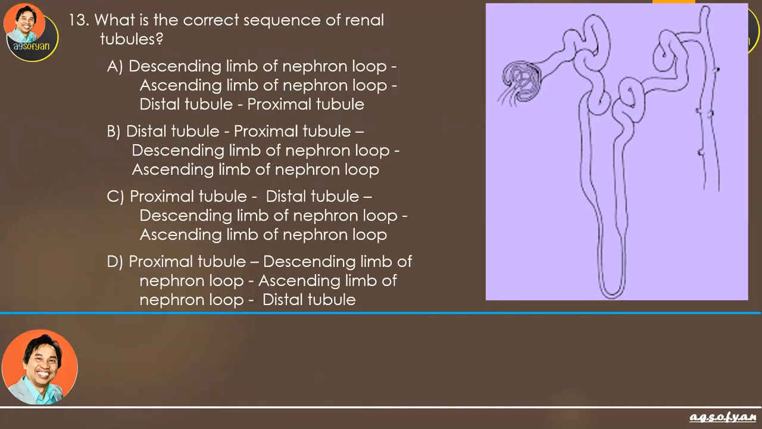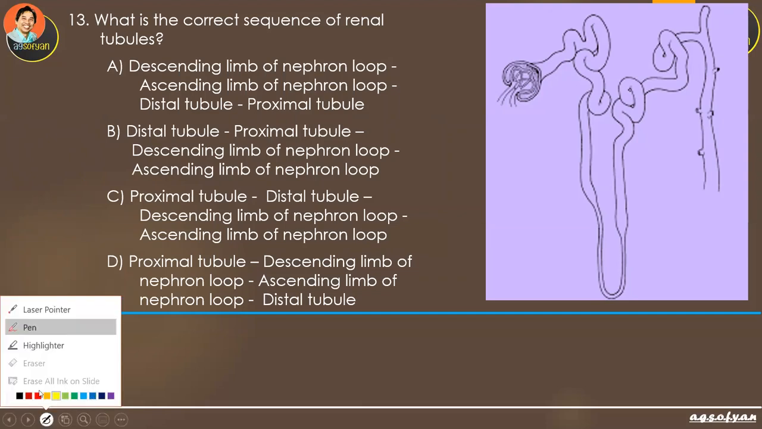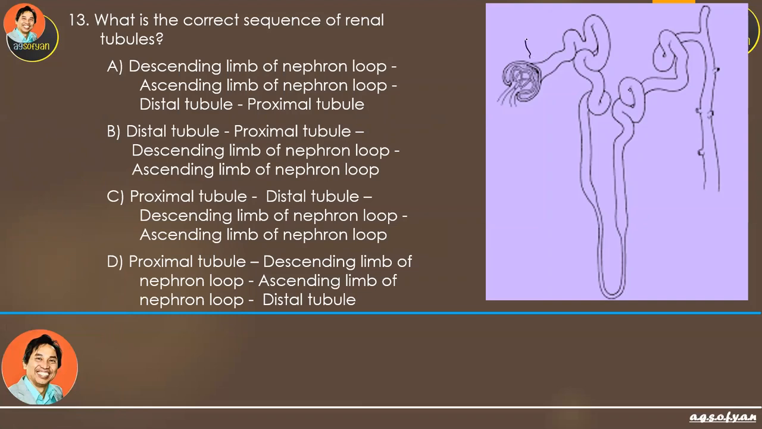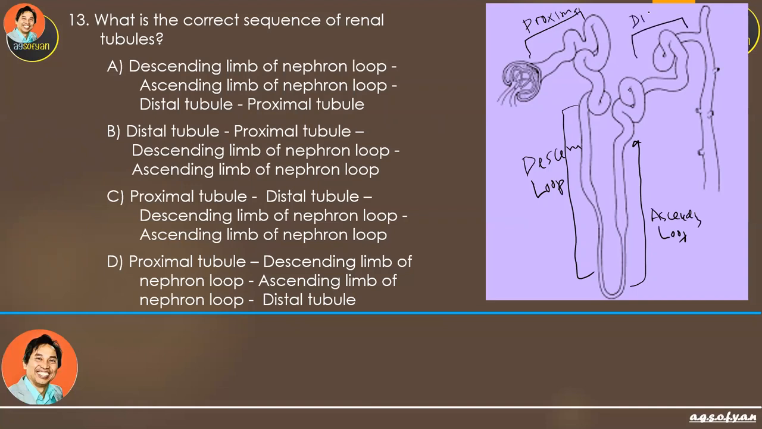What is the correct sequence of renal tubules? We already mentioned that. The correct sequence will start from here, with the proximal tubule. And then here, the descending loop. And then here, the ascending loop. And the final one is the distal tubule. And then from the distal tubule, we go to this collecting duct.